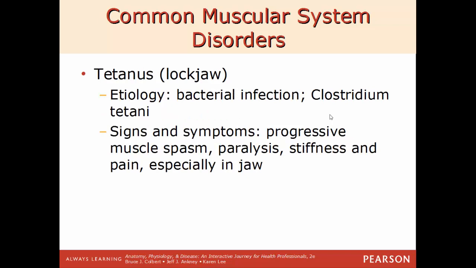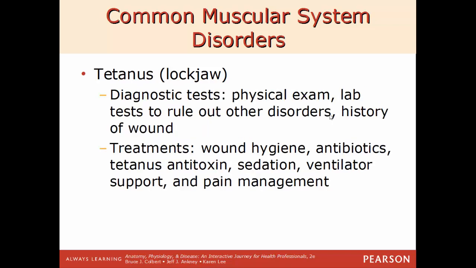Tetanus, or lockjaw. The etiology: bacterial infection due to the bacterium Clostridium tetani. The wound isn't cleaned out enough, so the bacteria is allowed to grow and fester. Signs and symptoms: progressive muscle spasms, paralysis, stiffness, and pain, especially within the jaw itself. Some diagnostic tests: a physical exam, a lab test to rule out any other disorder that it could be, the history of the wound. The way you would treat this: cleaning out the wound, just some good wound hygiene, antibiotics, antitoxin for tetanus, sedation, ventilator support, and also pain management.